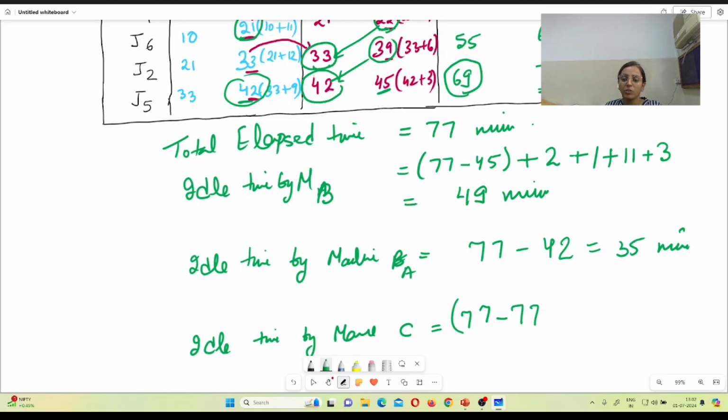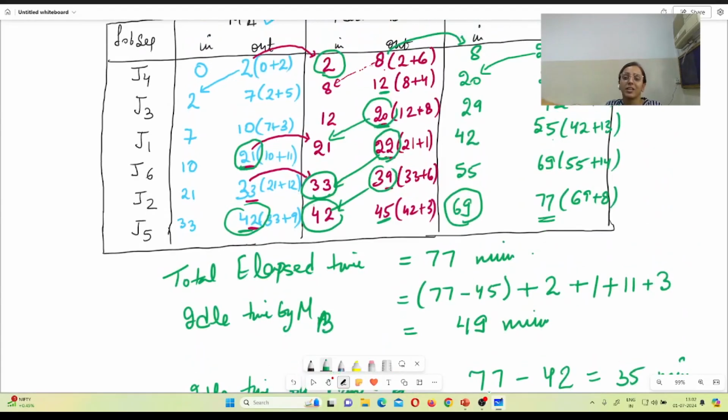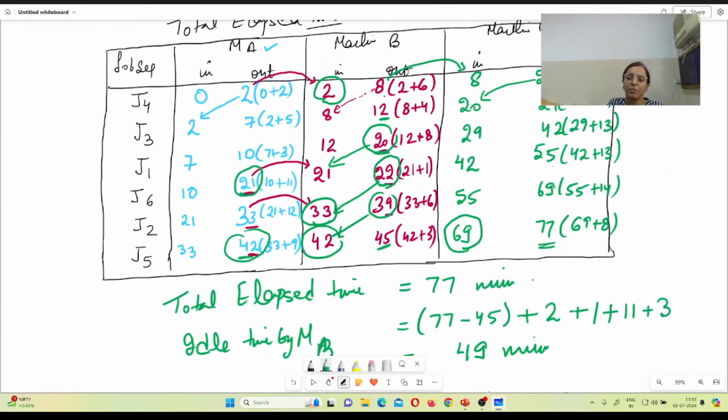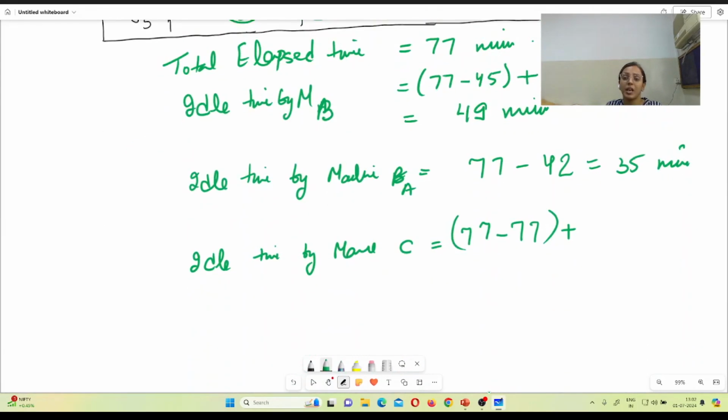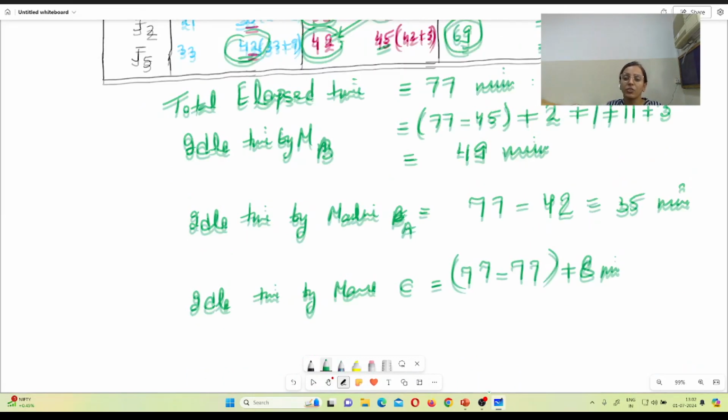But we have to check from the starting. Does machine C also have to wait for some time? Check it from the starting. Yes, it is 8 minutes. Machine C has to wait for 8 minutes because till that time machine A and B are processing. So we have to write it over here as 8 minutes also. You can check it further also.